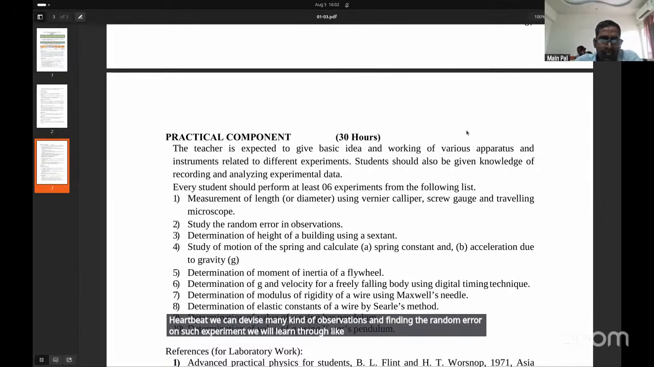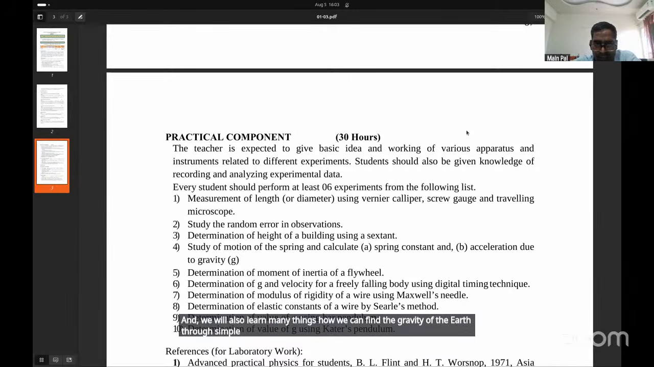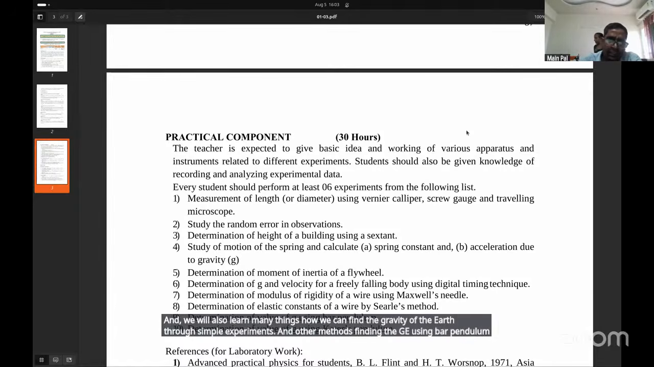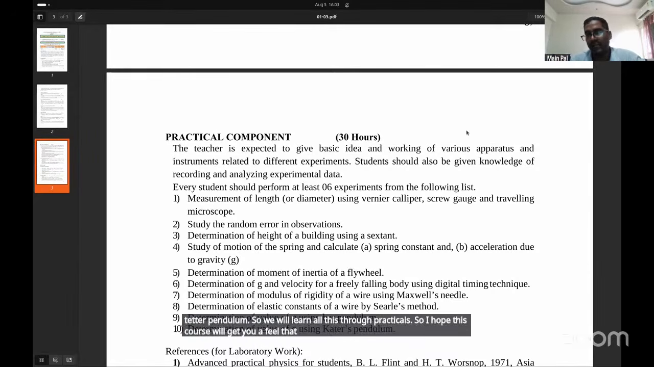and finding the random error in such experiments we will learn in very simple ways. And we will also learn how we can find the gravity of the Earth through simple experiments and other methods, finding g using bar pendulum and Kater's pendulum. So we will learn all these through practicals. I hope this course will give you a feel that we can learn mechanics in a very simple way, through conceptual demonstration of very difficult concepts.